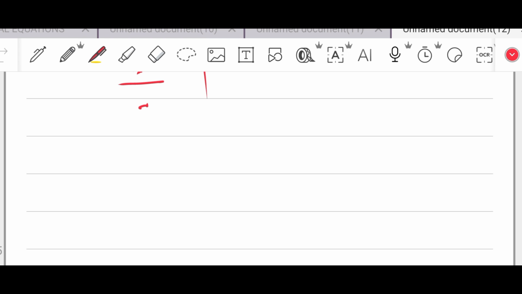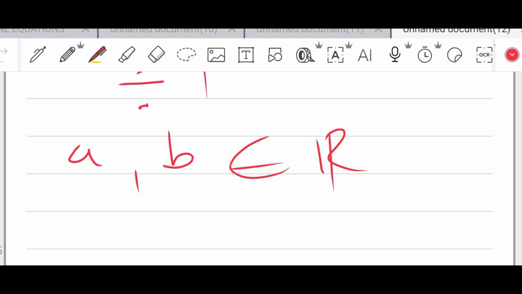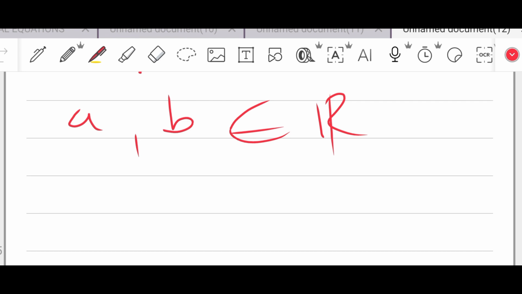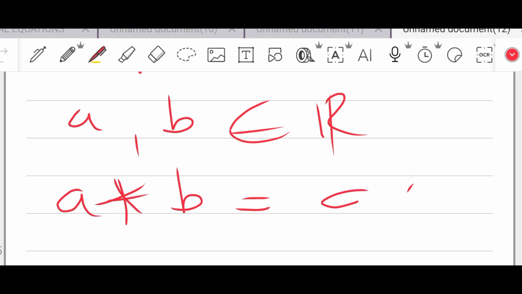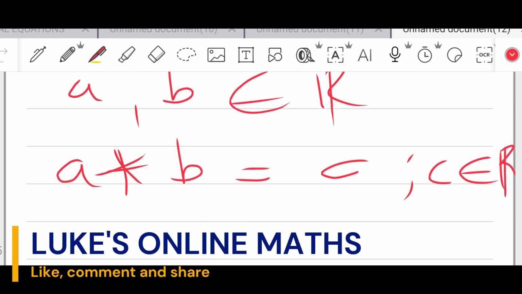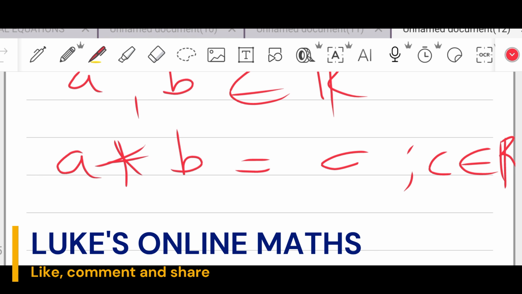So a binary operation, like I said, is an operation which combines two elements. Let's say A and B, which are all members of the real numbers. Then they operate on each other, giving, let's say, an operation star. So we have A star B giving us, let's say, C, where C is also a member of the real numbers. Then we see this is a binary operation, right?